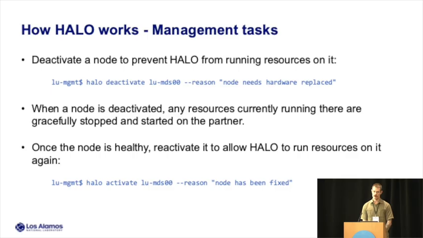Another common thing is you have an entire node that is having some kind of problem, and you don't want to run any services on that node for some time. If you want to prevent Halo from running any services on some node, you use the deactivate command. You pass it a host name, and then once you do that, it will not run any services on that node. If any services were running on the node at the time you issued the deactivate command, it will try to gracefully stop them and bring them up on the failover partner. And then again, you can undo that once the node is fully healthy again with the activate command.